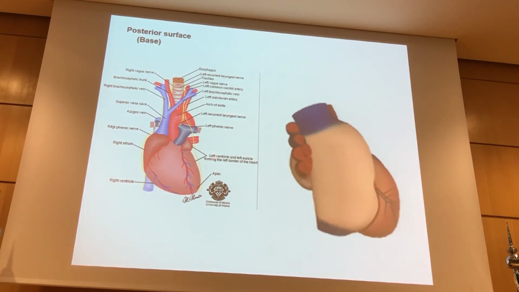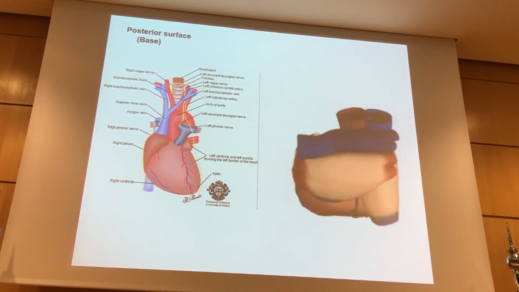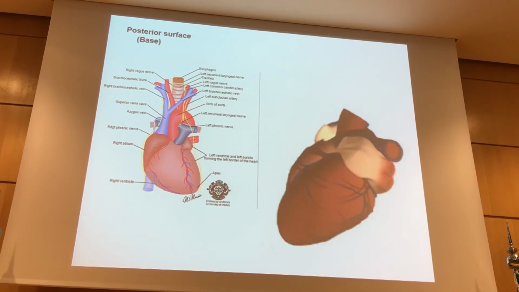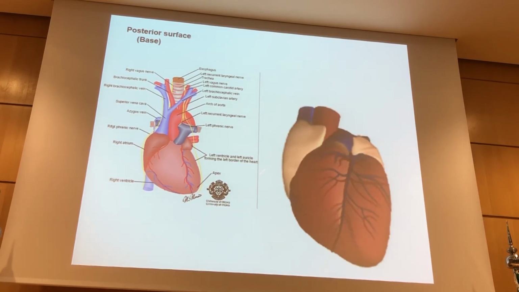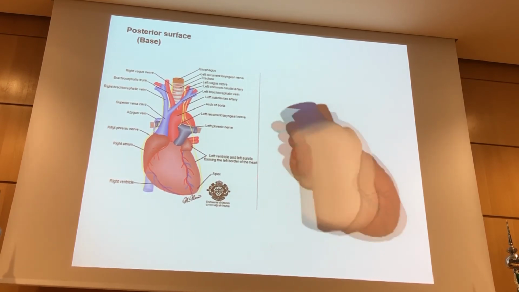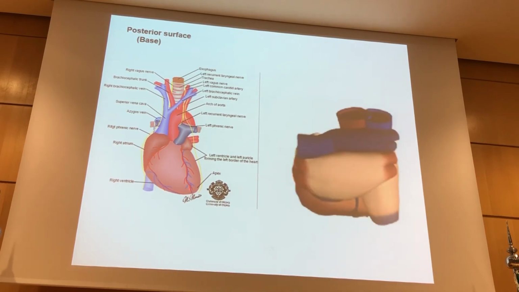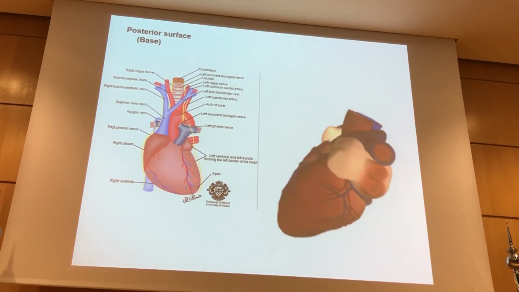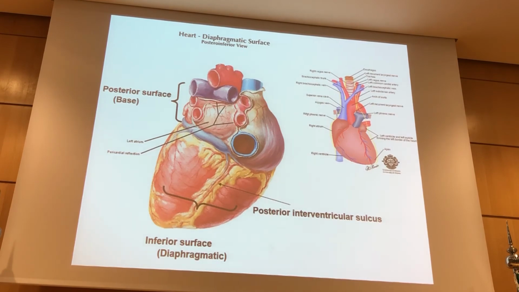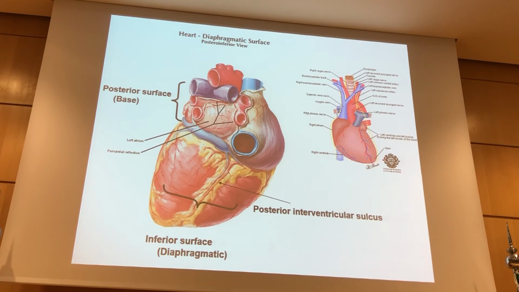Remember we said it's pyramidal, has a base and the apex. The base of the heart is the left atrium, and the apex is the left ventricle. Okay, so basically, this is the anterior surface of the heart, the sternocostal surface. This is the base of the heart, or the posterior surface, which is basically the left atrium with the 4 pulmonary veins. And the heart is sitting on the diaphragm.